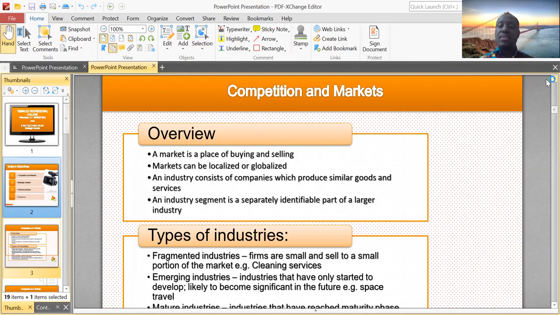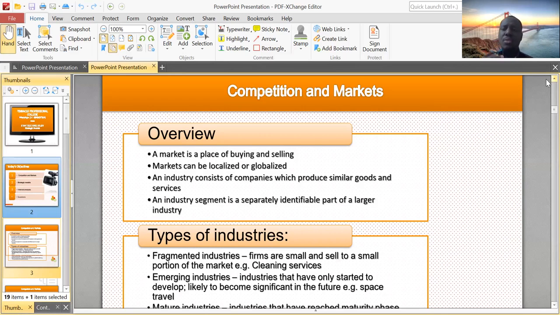So a market is a place of buying and selling. Markets could also be localized or globalized. So that's the way you need to think about it. A market is not only a physical location, it can be a location online as well.